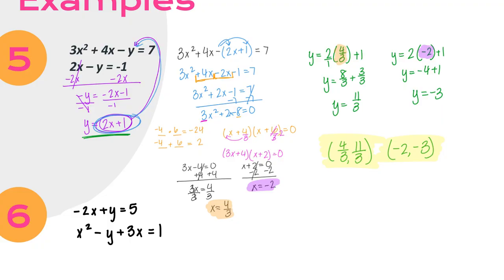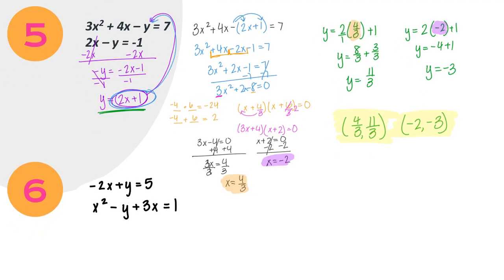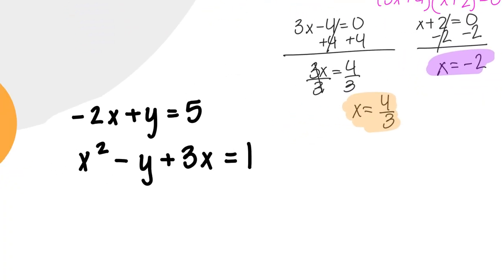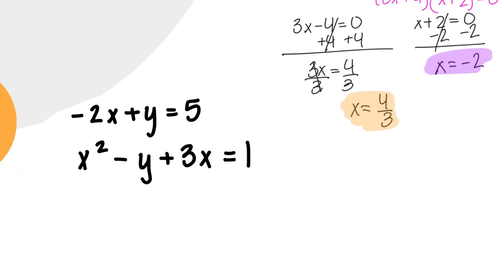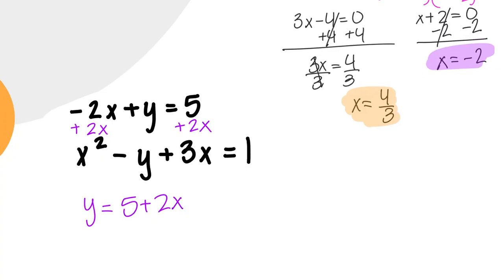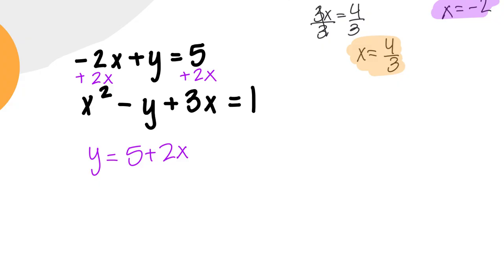So looking at example number 6, still following those same steps. First thing I'm going to do is solve for y. I am going to choose the top one because this is a positive y, and I just want to leave it in positive form. So I'm going to add 2x to both sides. So now I'm going to have y equals 5 plus 2x, or you could write it as 2x plus 5, whatever you want.